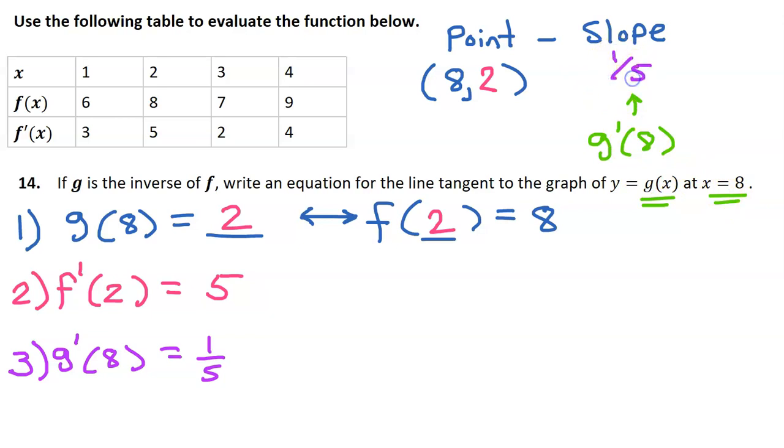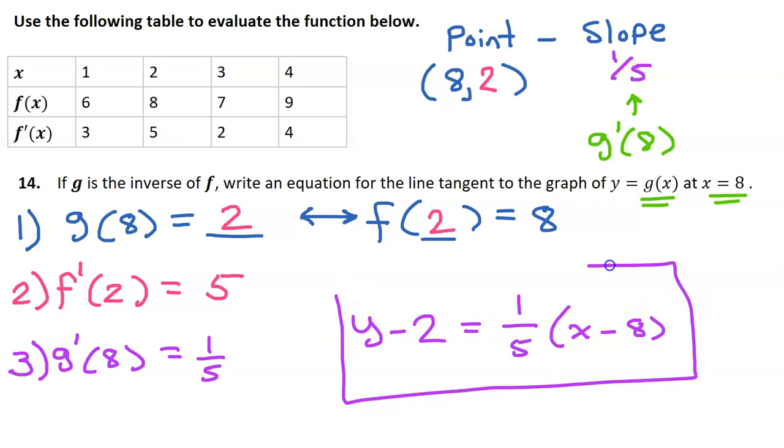Now that we have the point and the slope, we should be able to write the equation of the tangent line. y minus y1 is equal to the slope times x minus x1. And this is the equation of the tangent line.